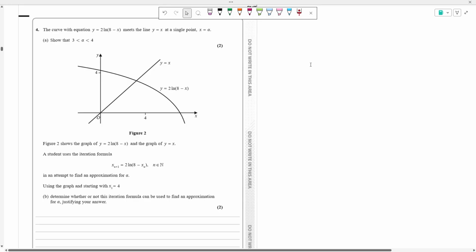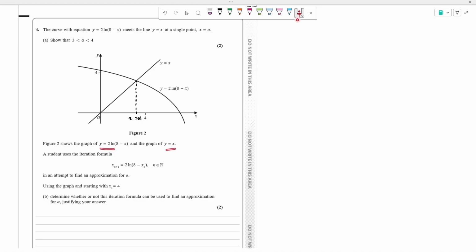Next question. The curve, we've got an ln graph, and we also have y equals x, and it meets at a single point, alpha. X is equal to alpha. Figure 2 shows a graph of y equals ln 2x, 2 ln 8 minus x, and then y equals x. And we use an iteration formula. Oh, I completely skipped part A even.